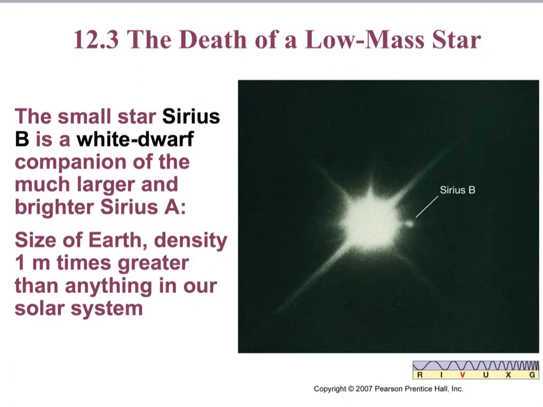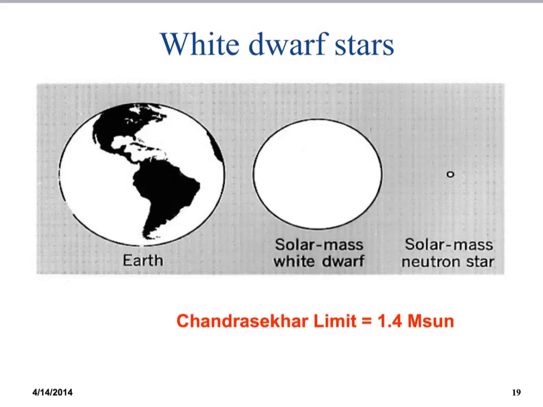So here's one of our close by stars. This is a binary system. We have Sirius A and Sirius B. The small star is a white dwarf companion to a larger star, Sirius A. And Sirius B is much more dense than anything in our solar system. So here's a little size comparison.